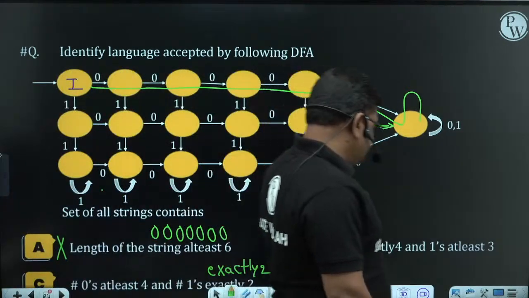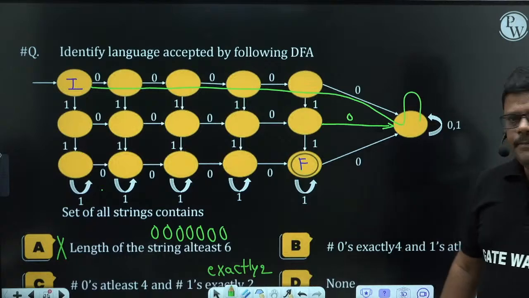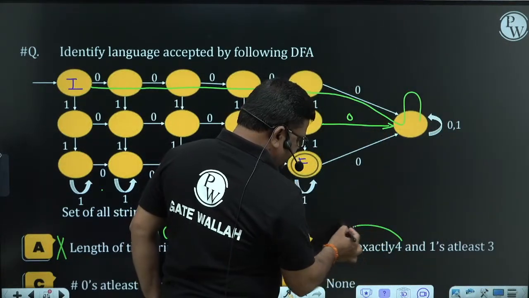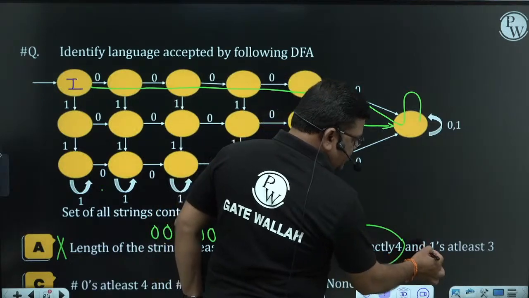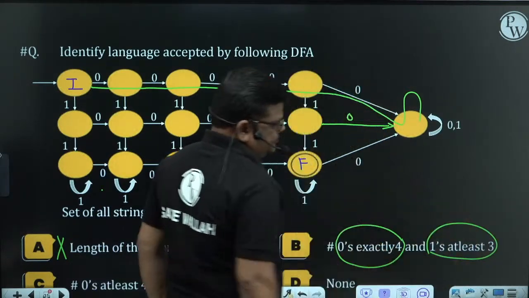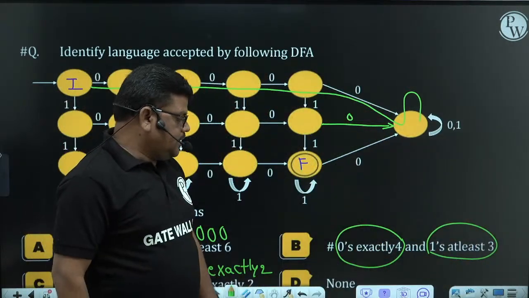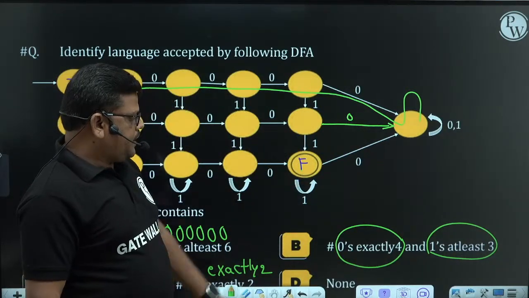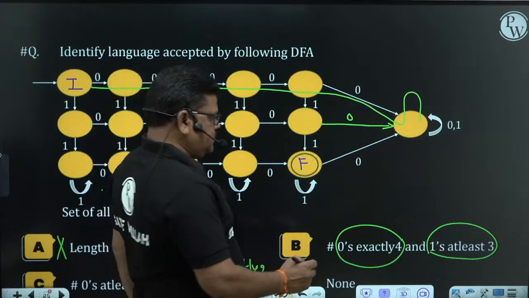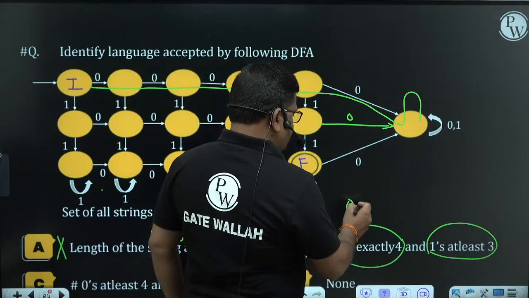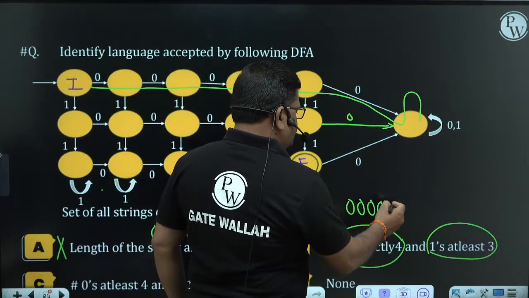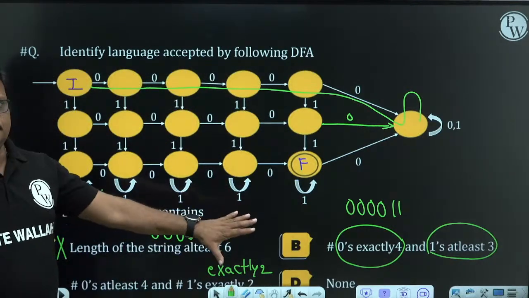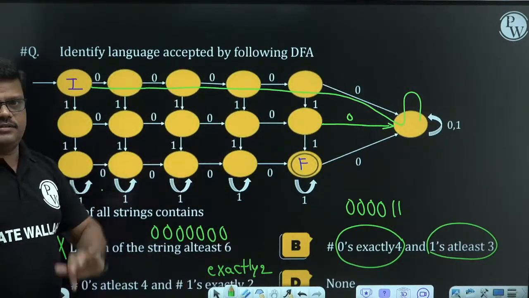Come to B. What is option B? Number of zeros exactly 4, number of ones at least 3. If strings are of this nature, only then are they accepted. I'll take a string other than this and see what happens. 4 zeros, 2 ones I am taking. The selection of strings is the main thing here, and that we will get by practice.